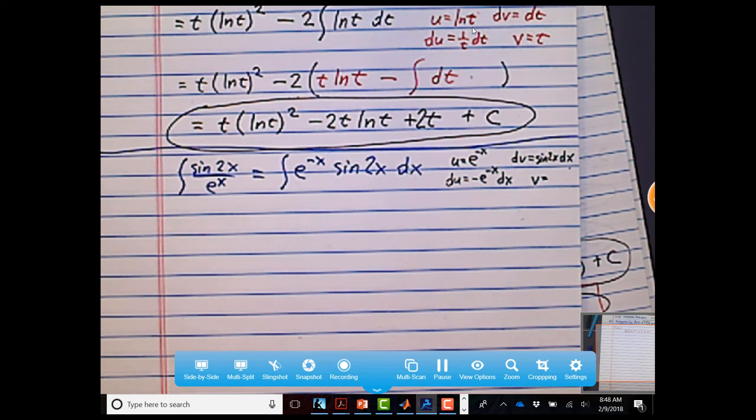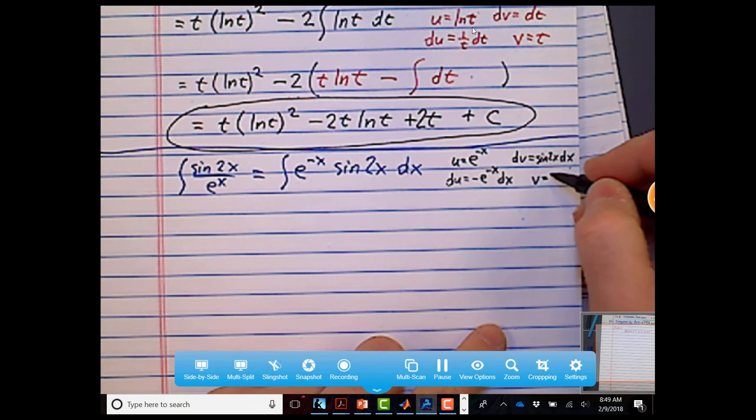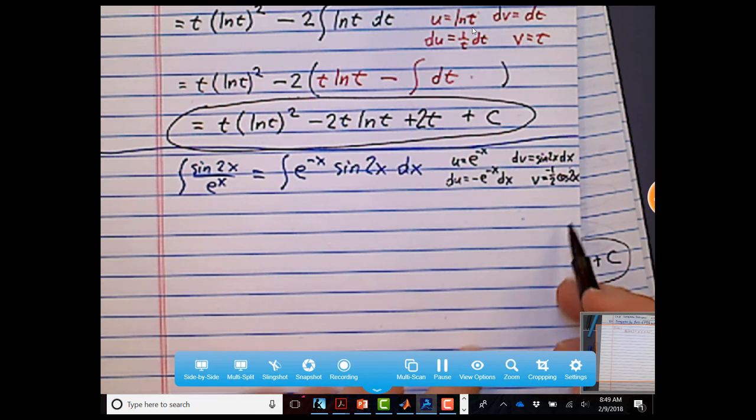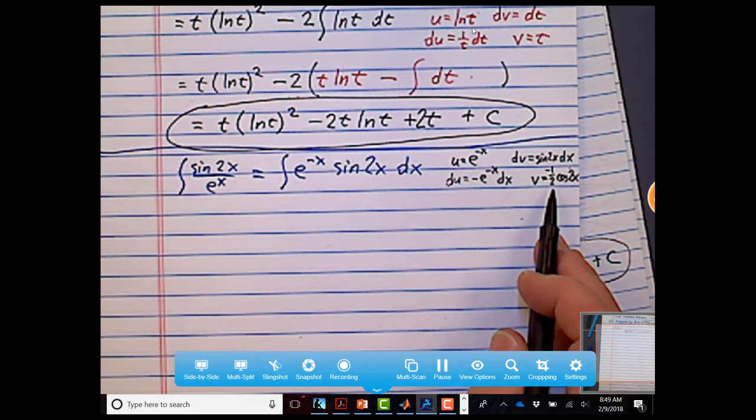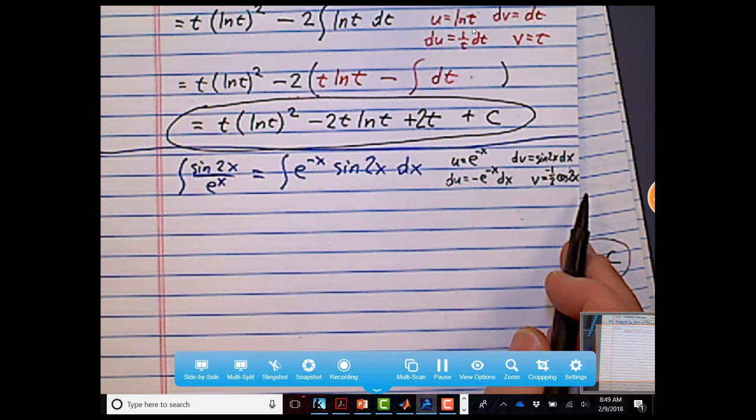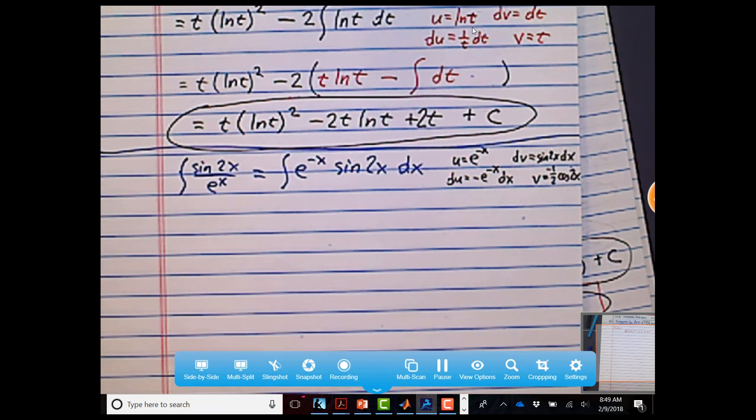Do you know what v is? Negative 1/2 cosine of 2x. Let me check that. If I take the derivative of cosine, I get negative sine. So that's why the negative's there. Why is the 1/2 there? The chain rule, yeah, the 2. All right, so I guess I'm ready.